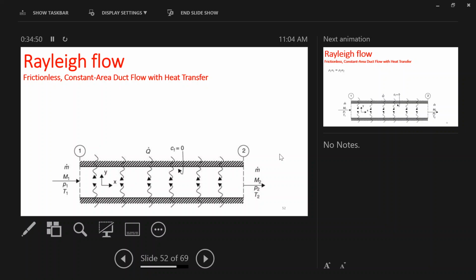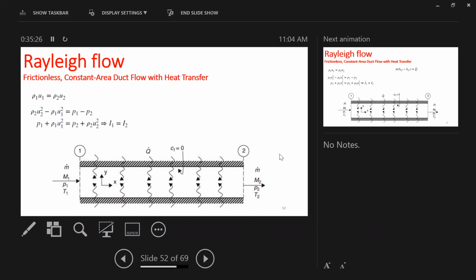Okay? So you have your inlet conditions, p1, T1, and you have your outlet conditions, p2, T2, and you have constant heat flux coming in at the duct walls. The continuity equation, or conservation of mass equation, is going to be rho 1 u1 at the inlet has to be equal to rho 2 u2 at the outlet. Okay?